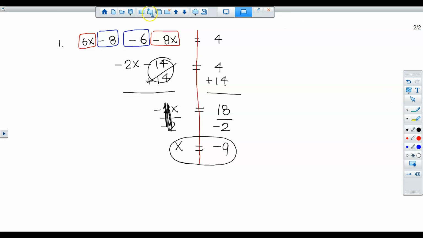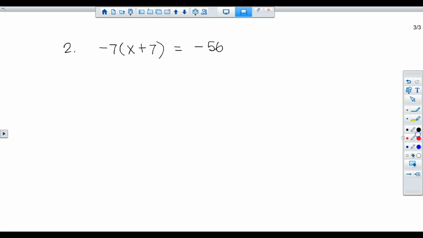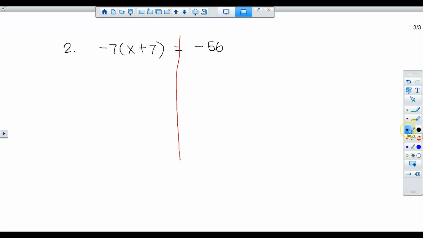All right, let's try another one. All right, so here's the next problem I want you to do. All right, on this problem, we are going to do a negative 7 times x plus 7 is equal to a negative 56. All right, I'm going to draw my line through my equal sign. And now I want you to pause the video and copy this problem down and give it a try. I'm going to give you a few seconds to pause your video and try this.